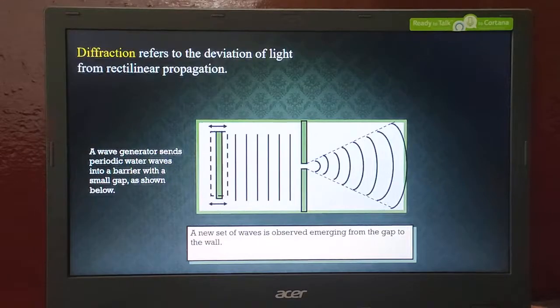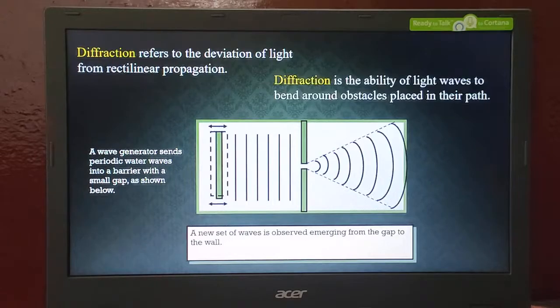We can also call diffraction the deviation of light from rectilinear propagation. I have already said that rectilinear propagation means straight line propagation. Deviation from straight line propagation is also called diffraction, or we may also call diffraction the ability of a light wave to bend around obstacles. It is the ability of light waves to bend around the obstacles placed in their path.